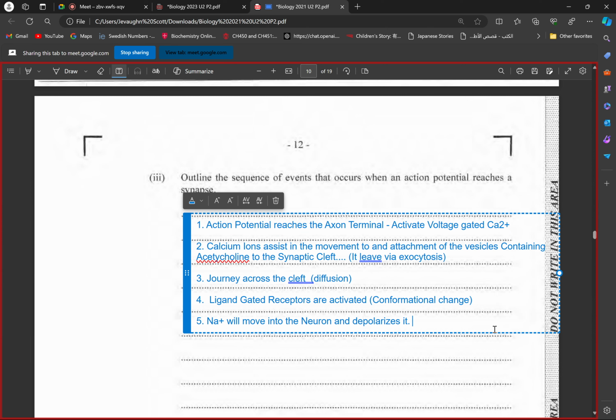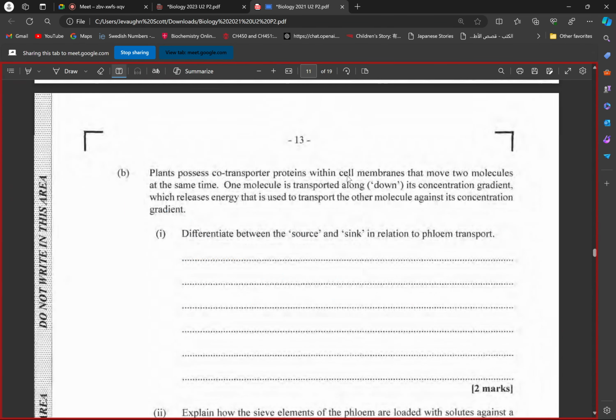Plants possess transport proteins within cell membranes that move two molecules at the same time. This is the reason why the syllabus tells us to just talk about ion movement, and why I went into symport and antiport, because these are the co-transport proteins we're talking about. One molecule is transported down the concentration gradient, which releases energy that is used to transport the other molecule against the concentration gradient.